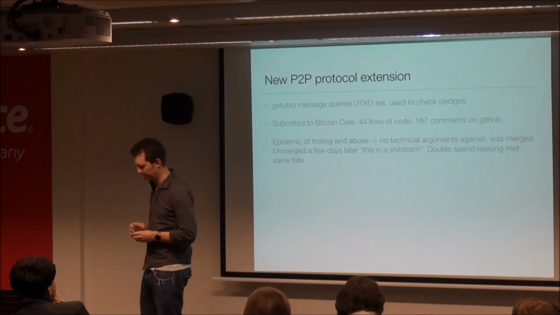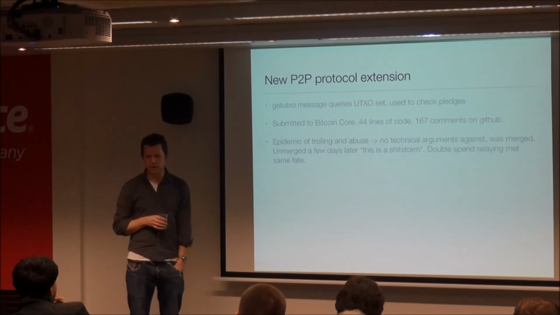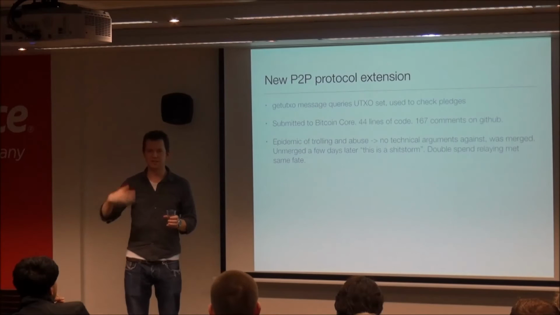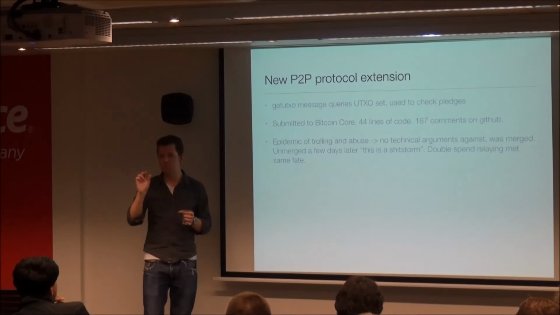My feature was not the only feature that has met this fate, by the way. Another one called Double Spend Relaying has had exactly the same experience. This is a feature where normally Bitcoin nodes will ignore double spends. So if you want to know if someone is trying to double spend against you, you have to connect to thousands of nodes to try and detect if there's a double spend propagating across the network. This is very inefficient. Each connection you make to the peer-to-peer network uses up a bit of memory and CPU time, and there's a limited number of connections. It's a finite resource.